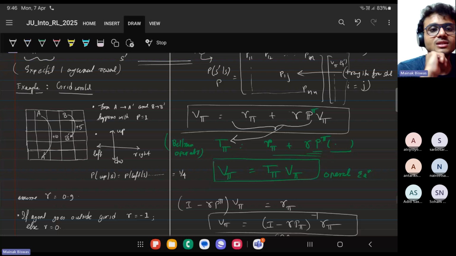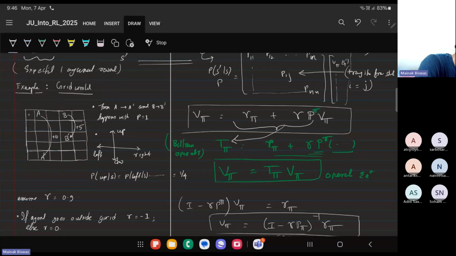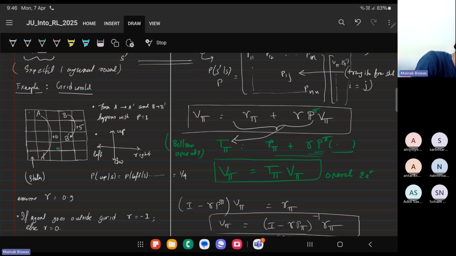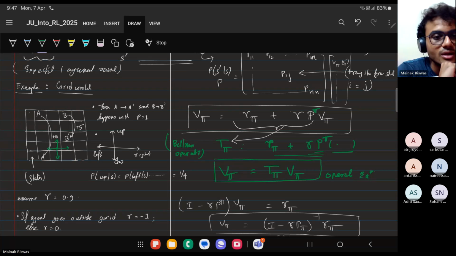So what does this example say? It's a grid world example. What does grid world mean? These are the states. It's given that these are the states, and you have actions of up, down, left, and right. So it's a very intuitive setting. Say if you are here, you go up here, left here, right here, and down respectively, right?